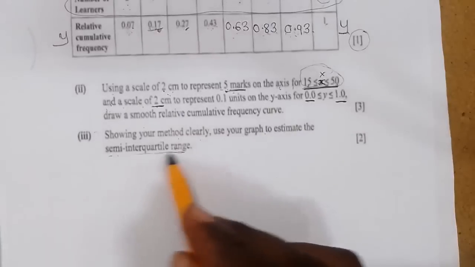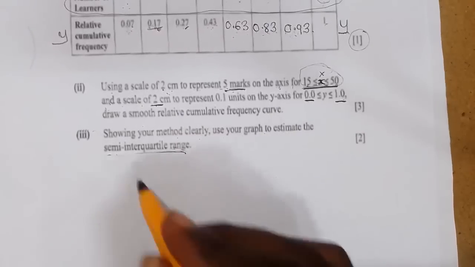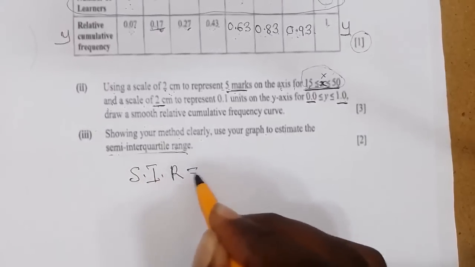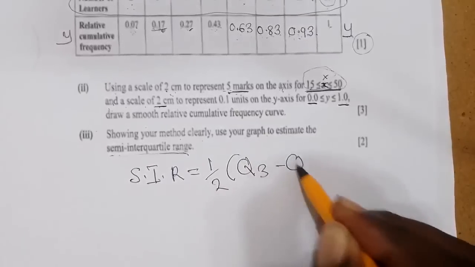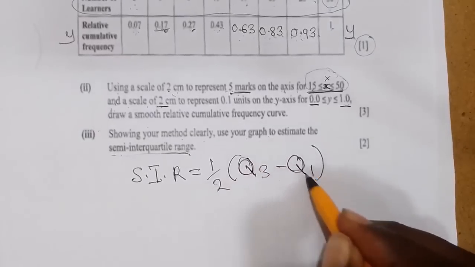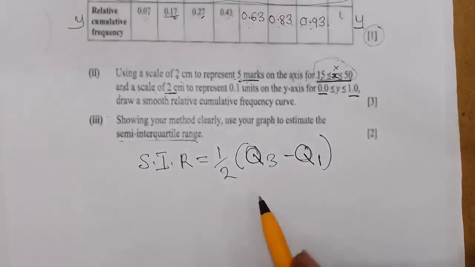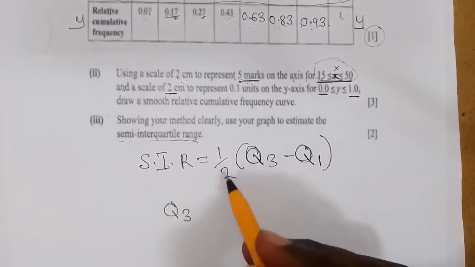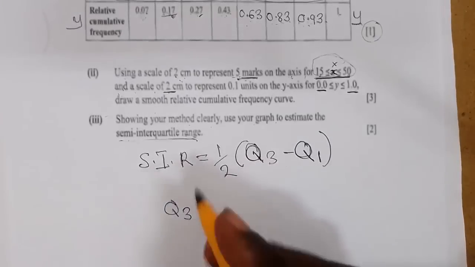Semi-interquartile range. So the first thing that you need to know is the formula. How is the formula? Semi-interquartile range is equal to half, like this, then Q3 minus Q1. Have you seen? So upper quartile minus the first quartile. This is the formula that we need to be using. So I told you that, okay, let's find the first and third quartile. You know this formula on a separate paper. So the same way I've answered this is the same way you're supposed to answer this.